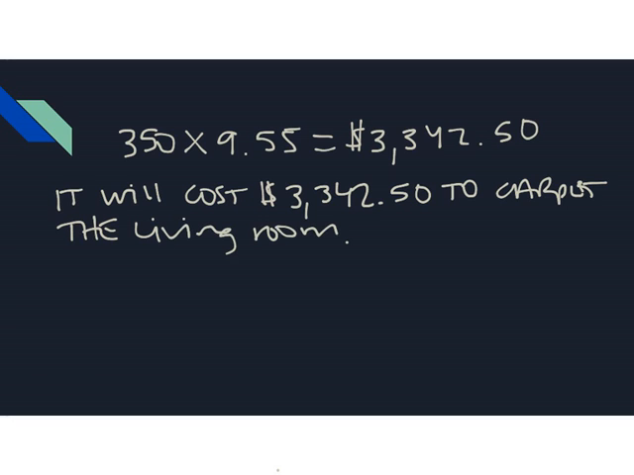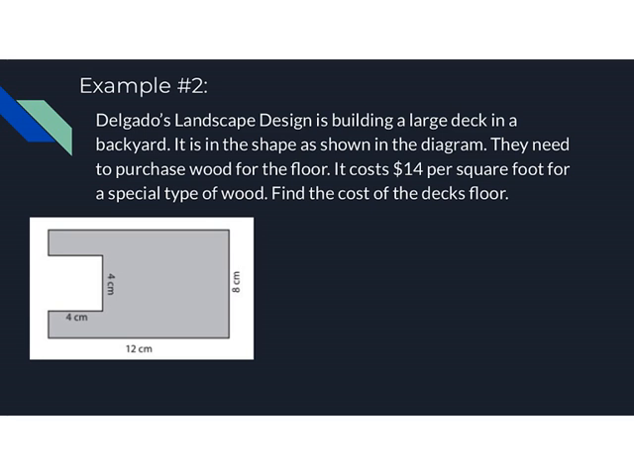All right, so that's our first example there. For our example number 2, we have a similar situation. The Delgados' landscape design is building a large deck in the backyard, in the shape shown in the diagram. This is probably their house here, but they're going to be building the deck in that whole shaded area. They want to know how much wood they need to purchase to build that deck. If it costs $14 per square foot for a special type of wood, then we need to find the cost of this.